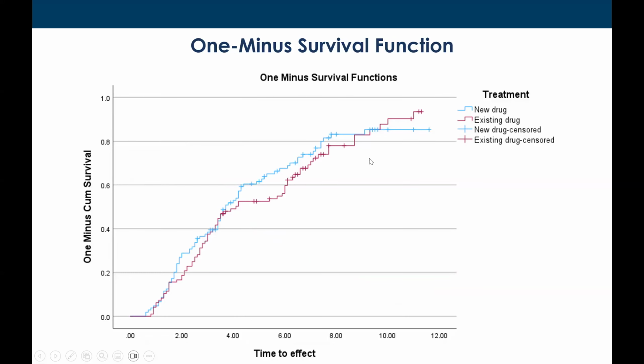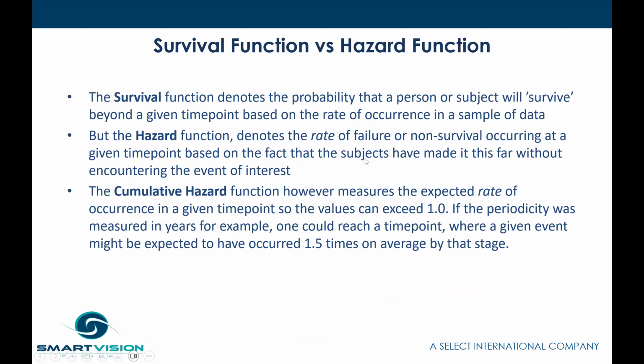The cumulative survival is just the same chart, but in the opposite direction. So it's usually saying how many people are surviving at this point. So how many events are occurring. So it's adding up. And the last one here is just to point out that the survival function denotes the probability that a subject will survive beyond a given time point.